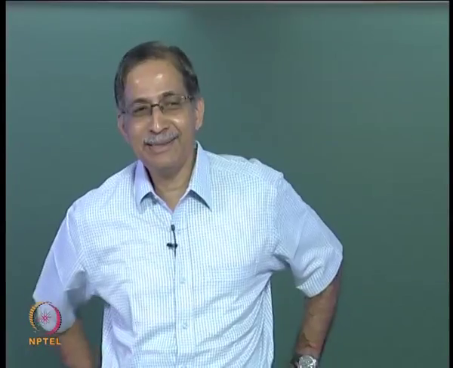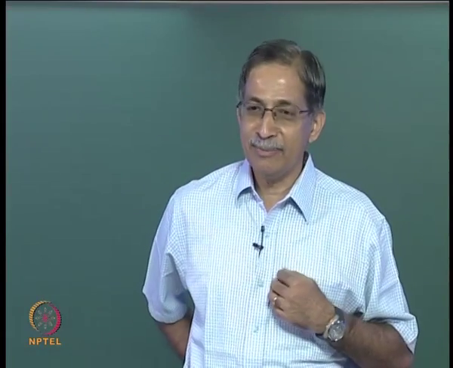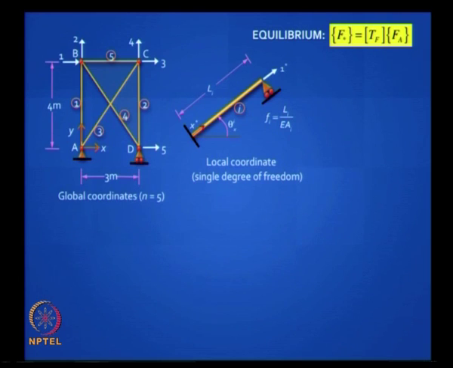What do you need to do to generate the TF matrix? Apply unit load. How many of them? What is the size of the TF matrix? 5 by 5. So far so good. How do I get the first column in the TF matrix? Apply unit load where? At 1. So apply F1 equal to 1. Then how do I get the second column? F2 equal to 1. So I have to apply 5 times and 1 at a time. Is it clear? Let us do one of them.